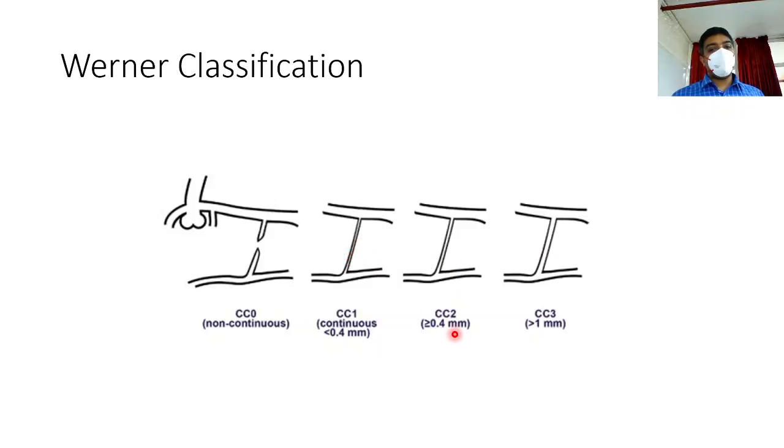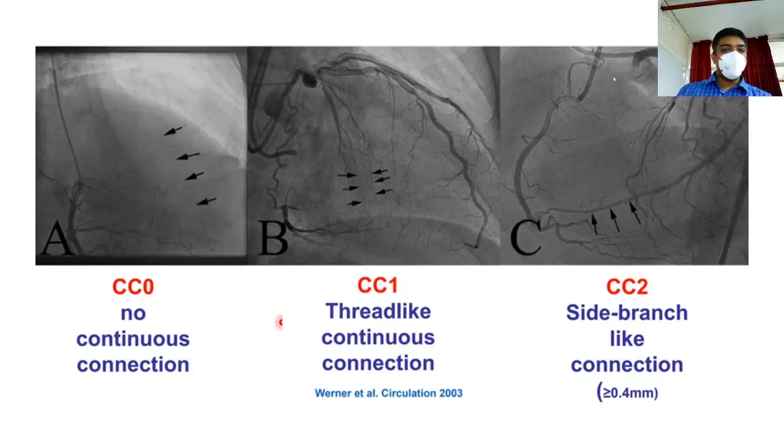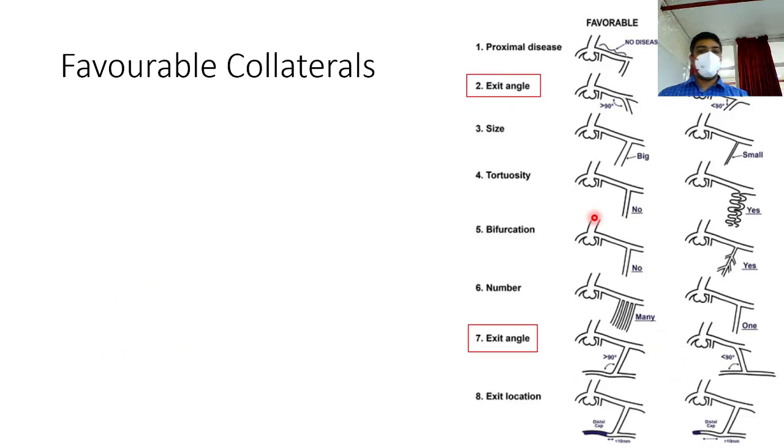Then more than 4 mm is 2, and more than 1 mm for 0.4 mm is 2, and more than 1 mm is 3. So that is a Werner classification of the collateral. Just a pictorial representation. These collaterals are the 0, this thing not continuous, that is 0. Then thread like mild continuity is there 1, and connection is there with more than 0.4, that is 2.